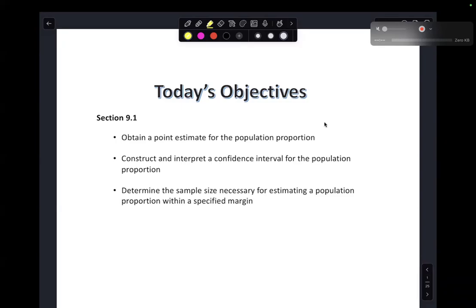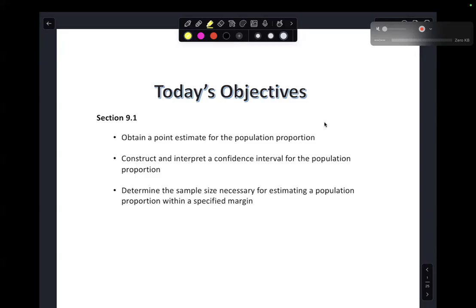Okay, so today we're going to do section 9.1. So we're going to obtain a point estimate for a population. We've done that before. It's just p hat. We did it before. And we're going to talk about confidence intervals. Confidence intervals are going to lead us into hypothesis testing in chapter 10. So both of those things are super important. You're going to learn the ins and outs. You're going to learn everything you want to know and some things you don't want to know about confidence intervals.